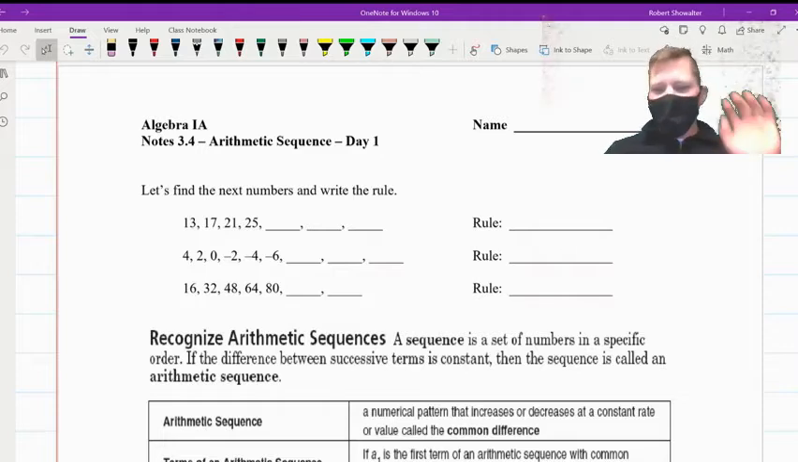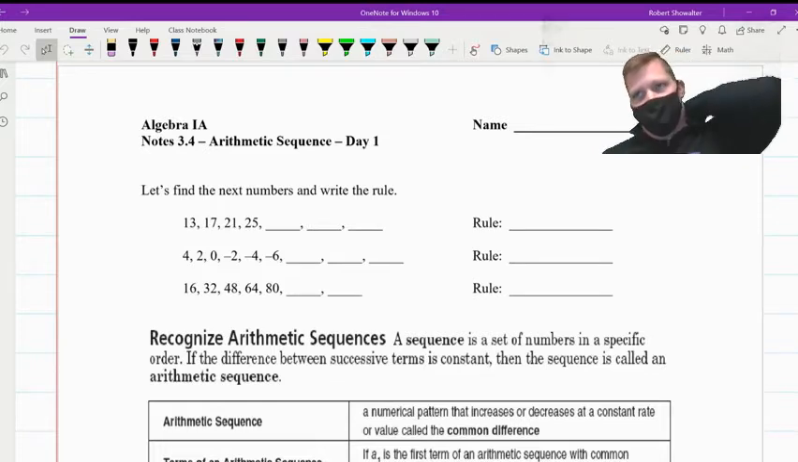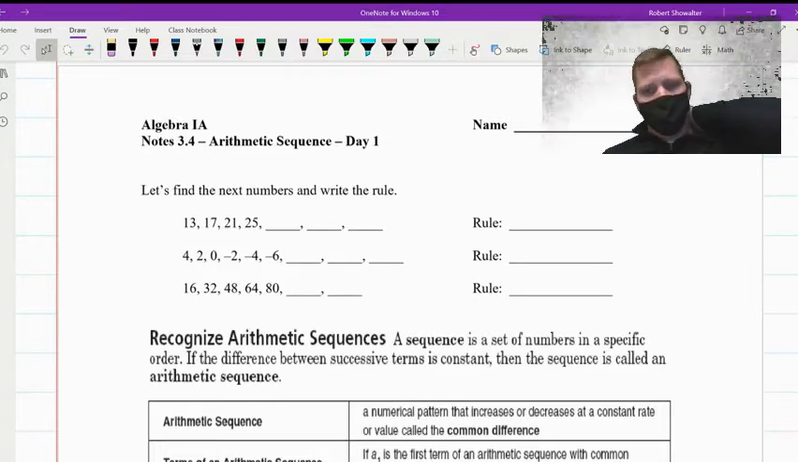So remember, take time to take your notes, pause the video, rewind it if you don't understand something that I say, and then take your notes. I grade the notes to make sure you do them.